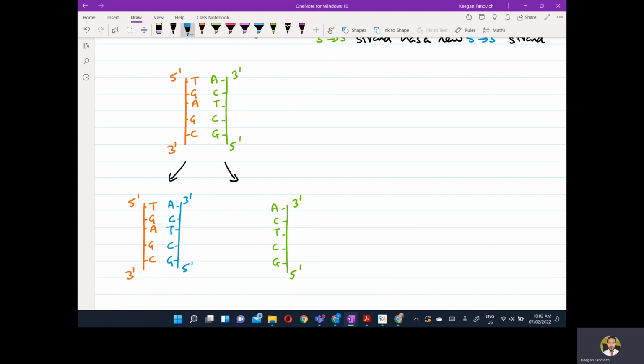Complementary base pairing, right? Look at the code of the blue strand. The new strand is a 3' to 5', and the code is ACTCG. What was the code of the original green strand? ACTCG. It's literally the same code. So what do you expect is going to happen on this side now when the new 5' to 3' strand forms?